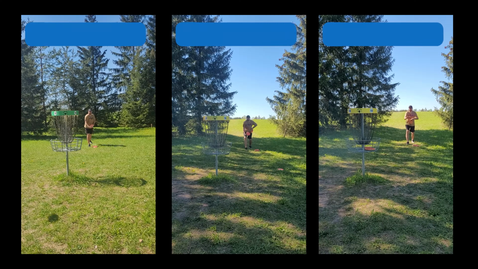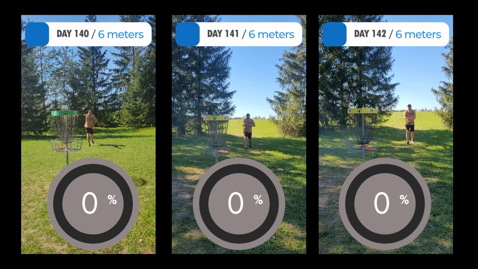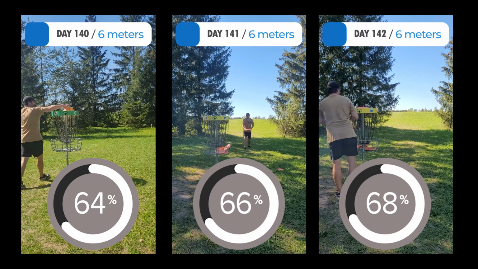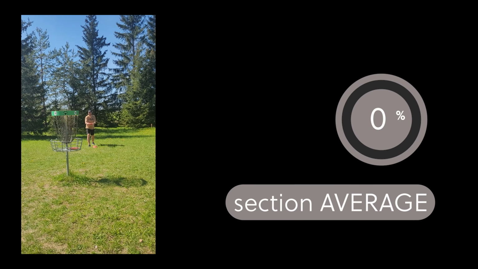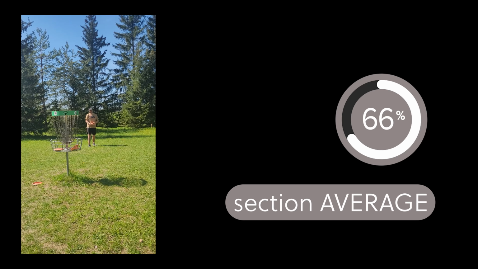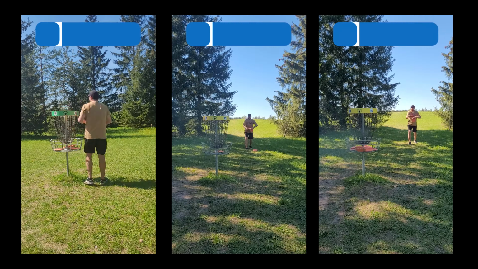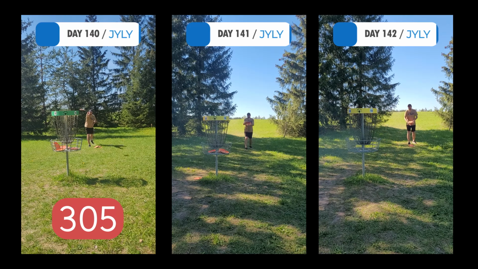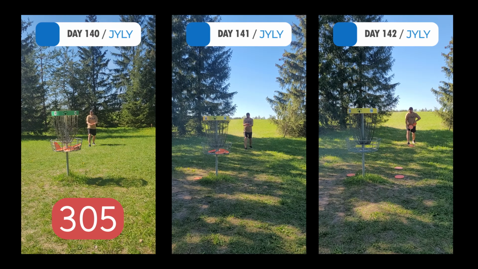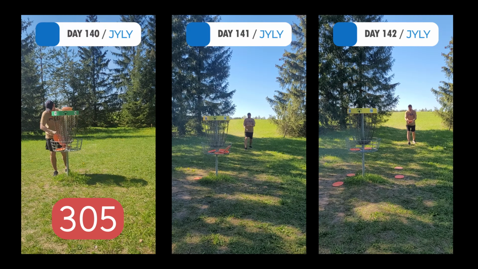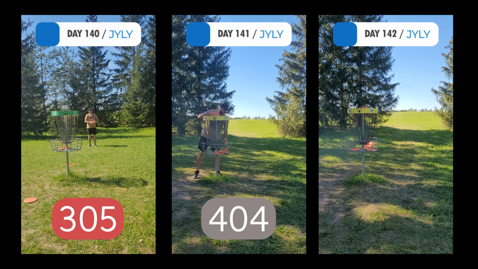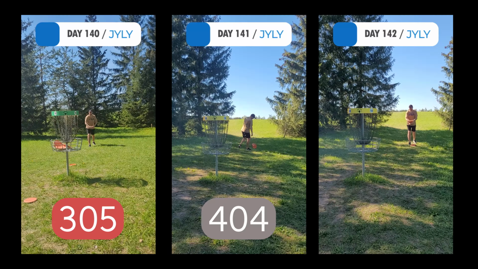In the next section, I continued with the same once more. As you can see, all 3 days are very, very similar and nothing really much to talk about. That brings my section average to 66% and once again, no promotion. When it comes to the UD games, on day 140, I played just awful. I collected only 305 points, and when I look at the hit ratios on that game, it was as awful as the points. Day 141 was already so much better and I collected 404 points.